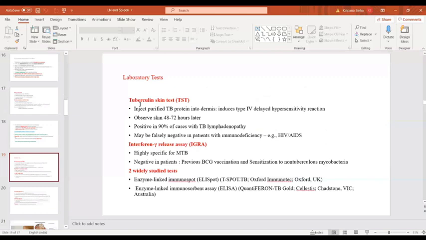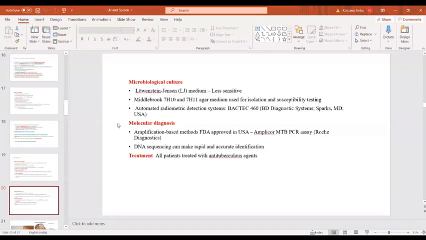So what are the laboratory tests? Most commonly, previously we were using the tuberculin skin test. It is a type 4 delayed hypersensitivity reaction, and 90% of cases of tuberculous lymphadenopathy are positive, and false negatives have been seen in HIV. The second method is the interferon gamma assay. Now it is replacing the tuberculin test. It is also very specific for tuberculosis, and some enzyme linked assays are also used, like ELISpot. But these are more widely used in Western countries. And microbiological culture is also done.